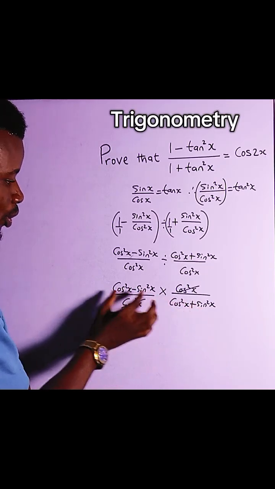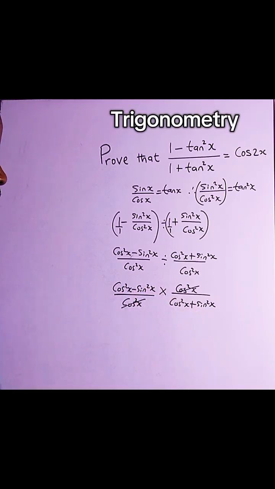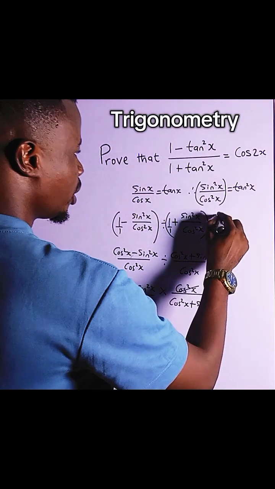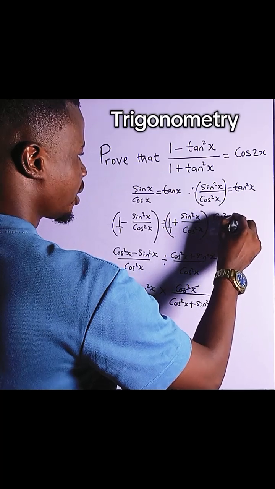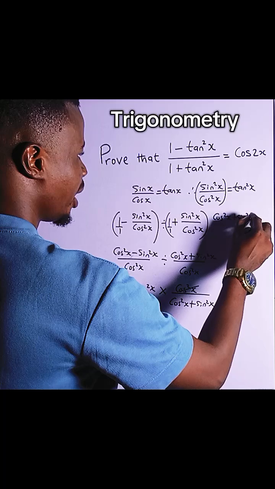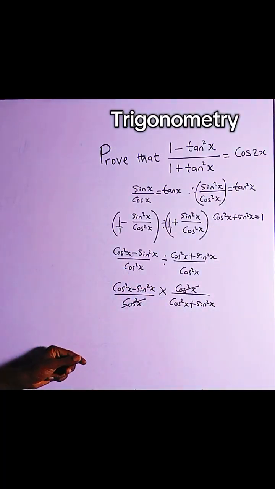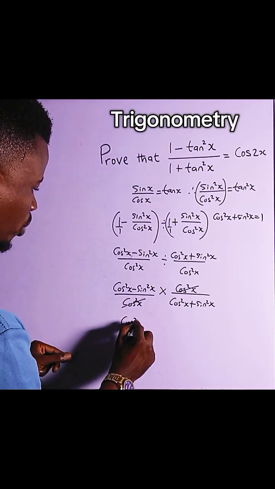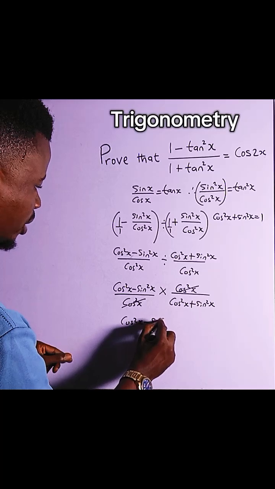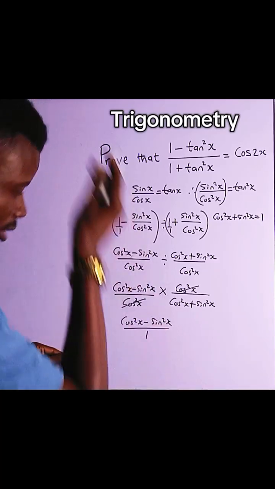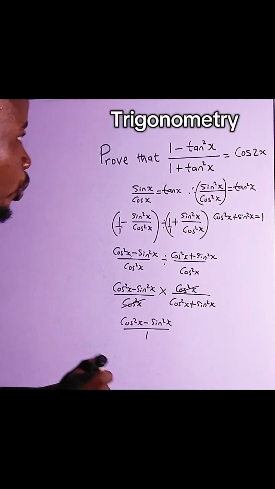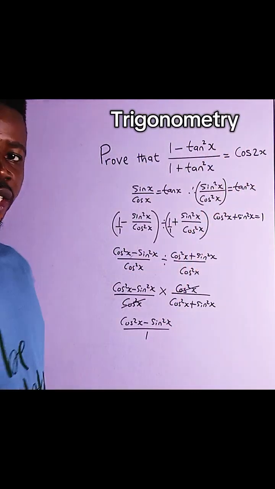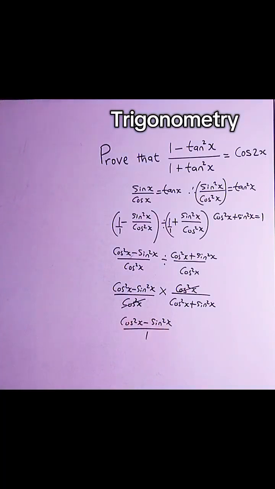But these are also simplified with identities. Recall that cos square x plus sine square x is equal to 1. So this expression here is 1. So what do you have? You have cos square x minus sine square x all over 1. But we are asked to prove that this expression is equal to cos 2x. So now how do we simplify this to cos 2x?